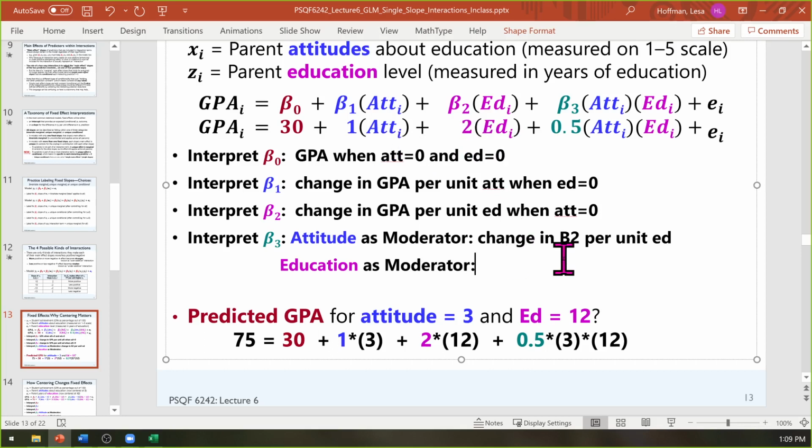So then how do I talk about it if I want to change which is the predictor and which is the moderator? Let me write that out better. There we go. What goes here?